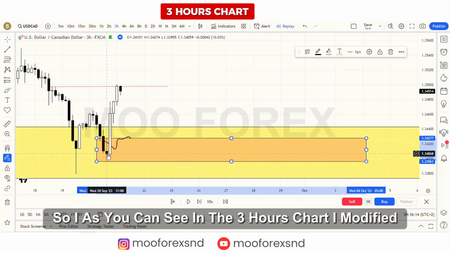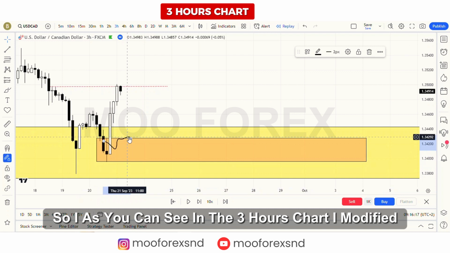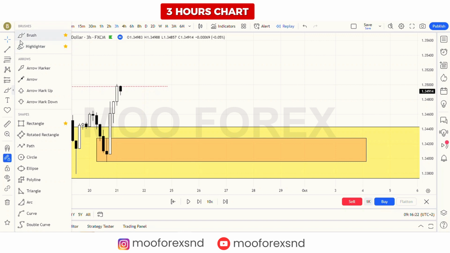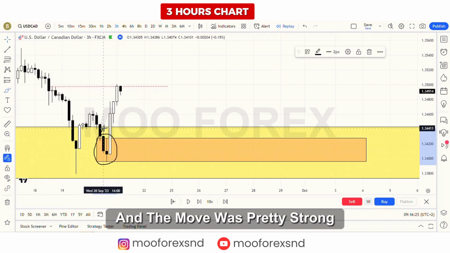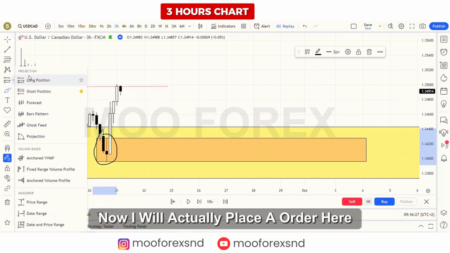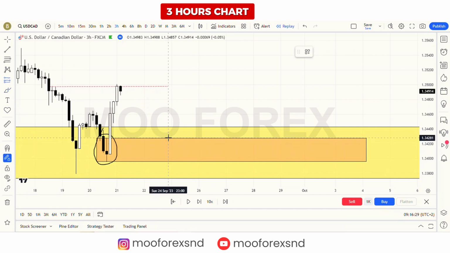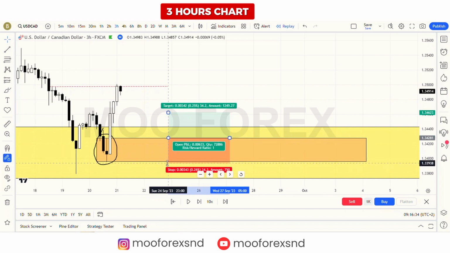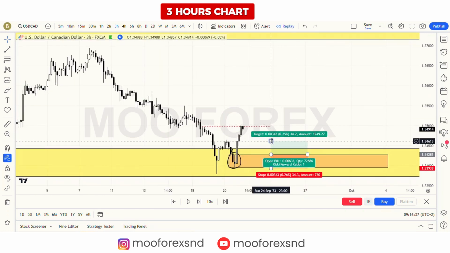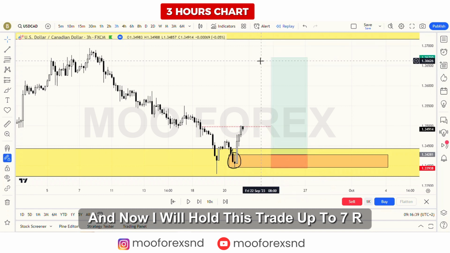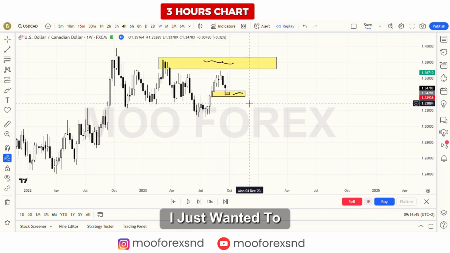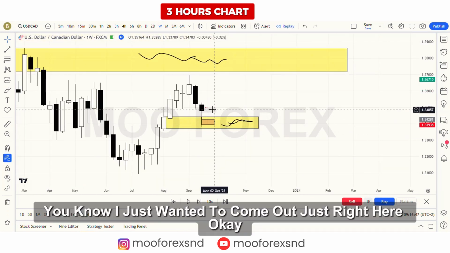As you can see in the 3-hour chart, I modified the order block. As you can see here, this order block, and the move was pretty strong. Now I will place an order here. Yeah, that's great. And now I will hold this trade up to 7R. I did it in my real accounts up to 7R because I just wanted to come out right here.